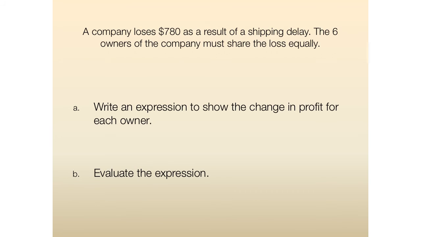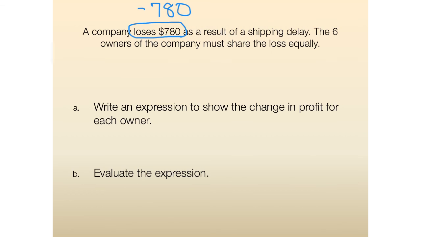A company loses $780 as a result of a shipping delay. The 6 owners of the company must share the loss equally. First thing we're going to do is write an expression to show the change in profit for each owner. Now let's look back to the problem. This says the company loses $780. If we remember back to previous lessons, a loss is negative. So the integer negative 780 will represent that part of our problem.